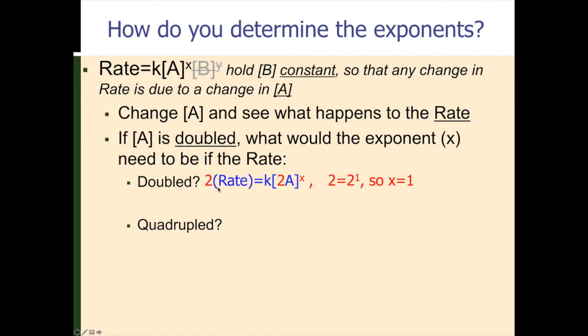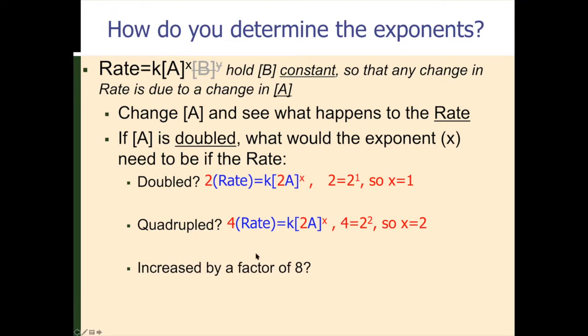Well, what if the rate quadrupled? So again, we doubled A, but now the rate went up by a factor of 4, it quadrupled. So once again, we just pull out the stuff that changed, all right? And we use that to figure out what the exponent is, what x is. And so in order for me to convert that factor of 2, that multiplier 2, into a multiplier of 4, what exponent do I need to put on it? Well, 2 squared is 4. So in that case, that exponent x is equal to 2.